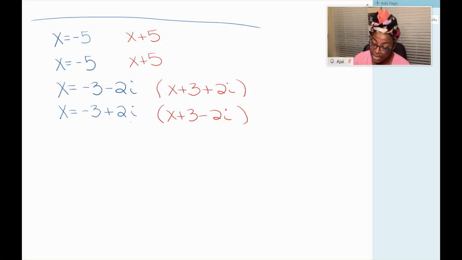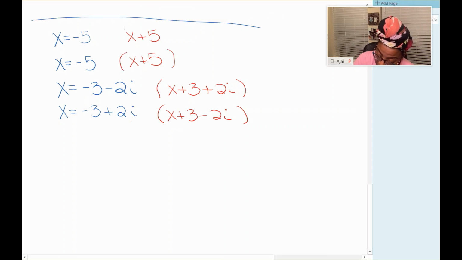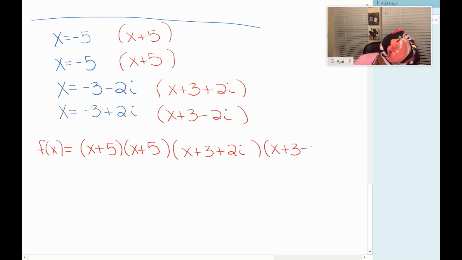Okay, so the next step is to now let's take all of these factors and line them up side by side, right? So I have f of x equals x plus 5, x plus 5, and then remember the 2 i's. You got 2 i's and you want them to be side by side. So I'm going to make sure I line these two factors that have i's in them. I'm going to line them up side by side.